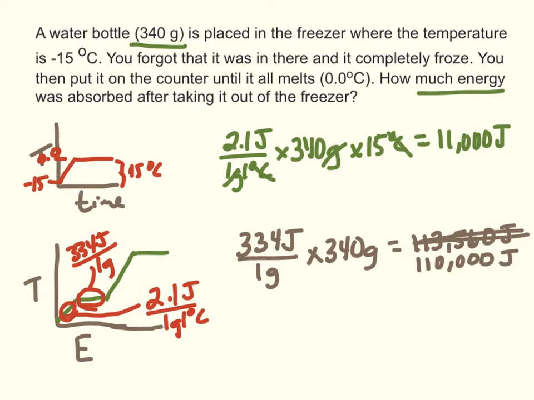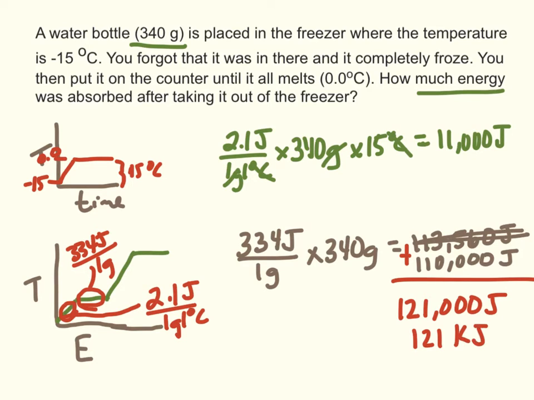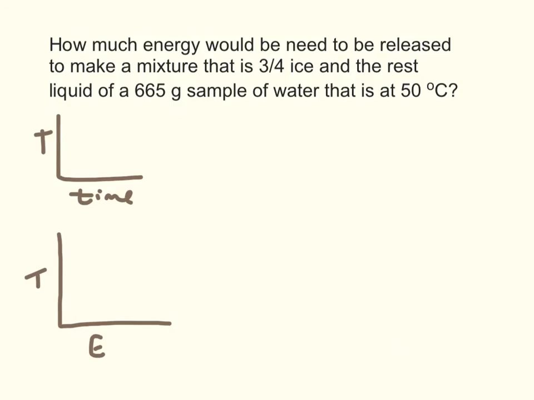So it only makes sense then if this section right here took 110,000 joules and this section took 11,000 joules, it only makes sense for me to add those two together to see what I get for the total amount of energy that was needed, and I get 121,000 joules, or 121 kilojoules of energy. Now sig figs when we add is different than when we multiply or divide. That's why I ended up with 3 sig figs on there. So that is how we would do a multi-step process. Let's try one more.